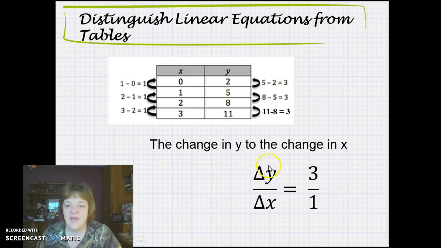We call that the change in y over the change in x. If we can do this subtraction, and every one of them ends up the same, the change in y over the change in x is the same. Even if they're different, but they can be simplified to the same number, the same fraction, then we know we have a linear equation.